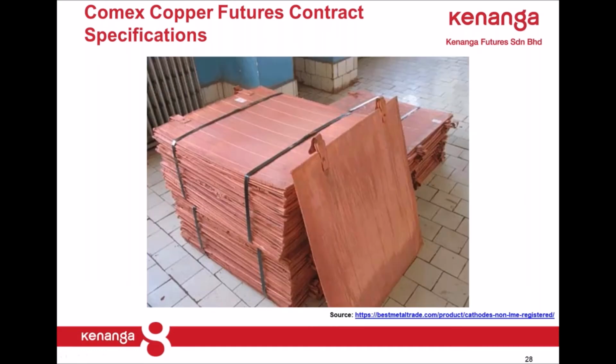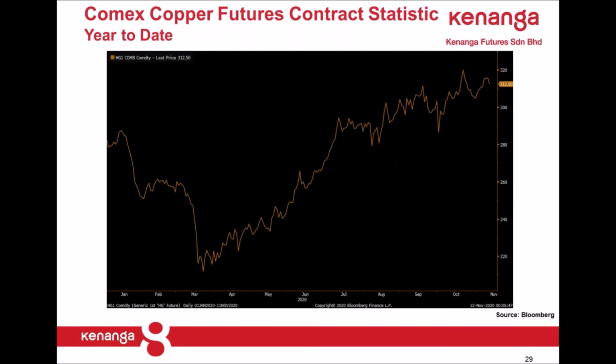Now this is the cut rod that I mentioned just now. This is the standard deliverable form of copper, after it is refined. So when delivery happens, this will be the form of copper that the buyer is going to receive for physical delivery.